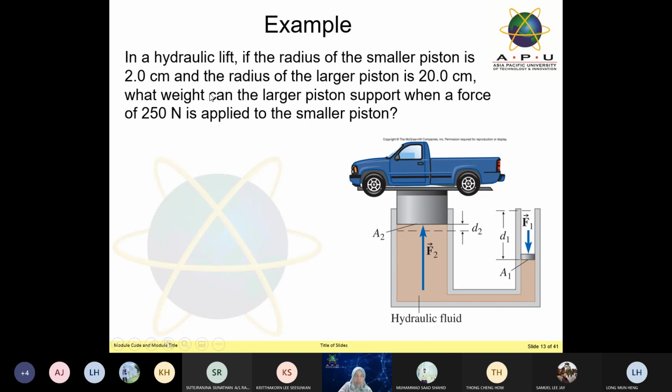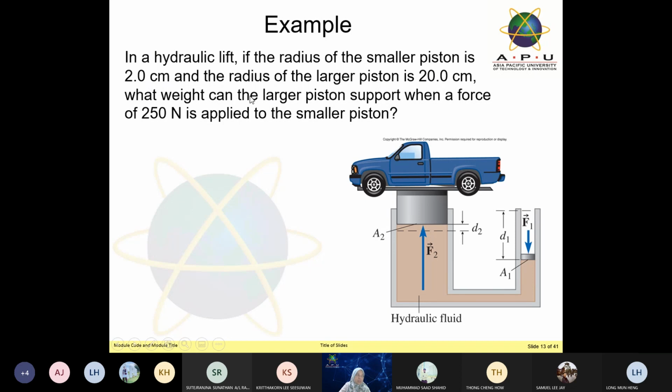To calculate what? Why do they give you the radius? Same as just now, to calculate the area, they give you the radius. The smaller piston is A1, radius is 2 centimeter. This later convert to meter also. The radius of the larger piston is 20 centimeter, 20 times 10 to the power of negative 2 meter.